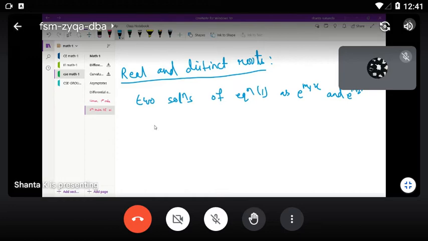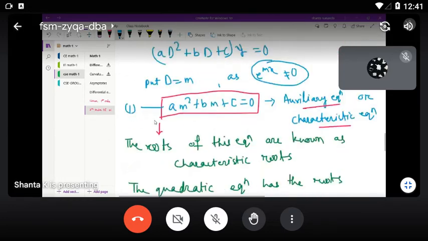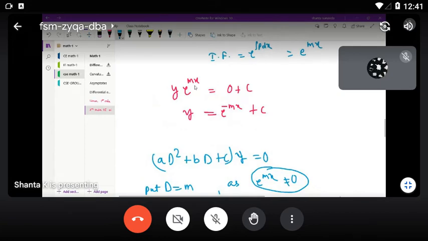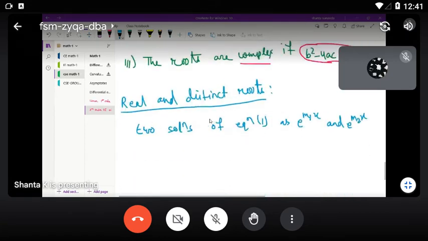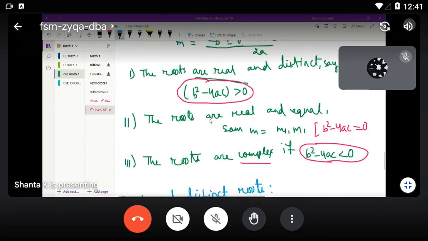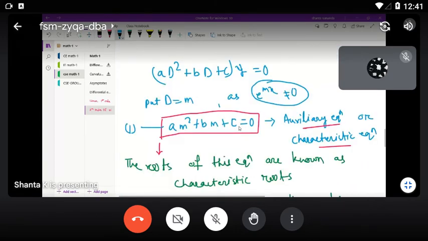Let me tell you. It's a quadratic equation, and we have seen for the first order we are getting solutions like this. Since the roots are distinct, am square plus bm plus c gives m1 and m2, and here you will be getting factors of this form. This is linear and this is linear, so we can have solutions of the form e power m1x and e power m2x.